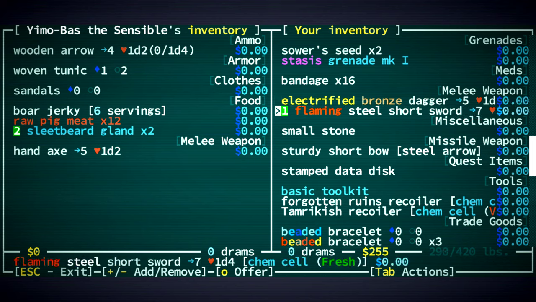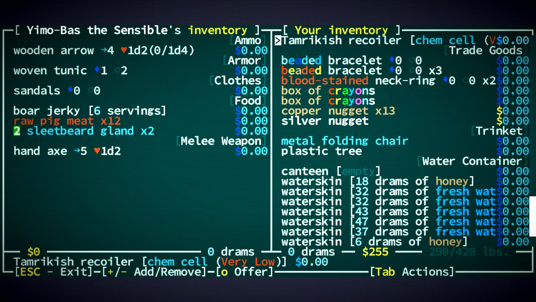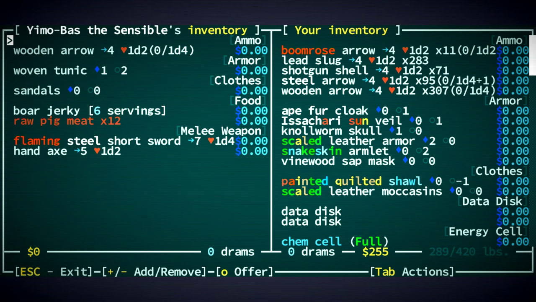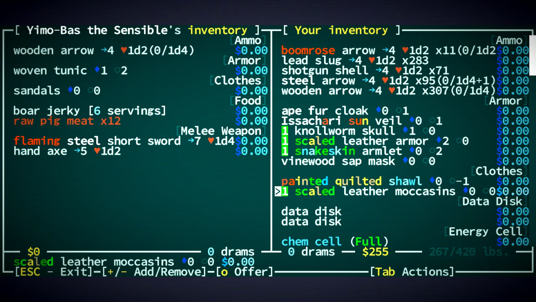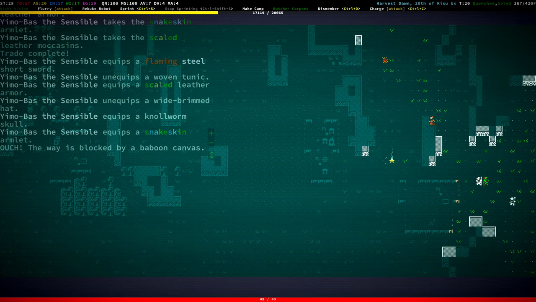Do I give you this? Sure. Take this steel short sword. And as we find better stuff, we'll give it to you. You can also be a mule for us. We might as well give you this leather armor. Take the Nullworm skull for now. Take the armlet. Take the moccasins. Okay. Great. We have our first follower.